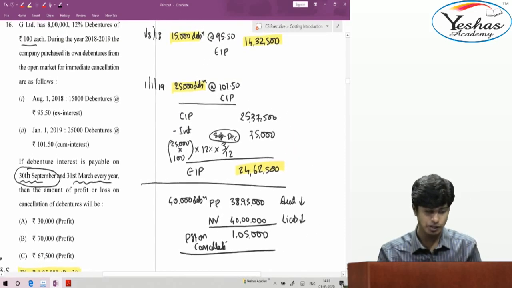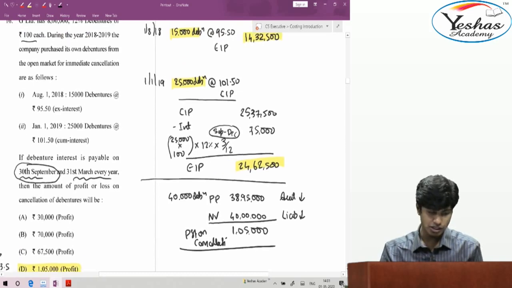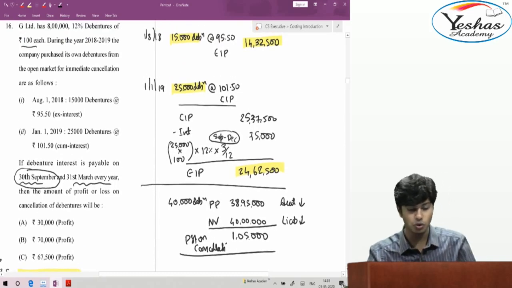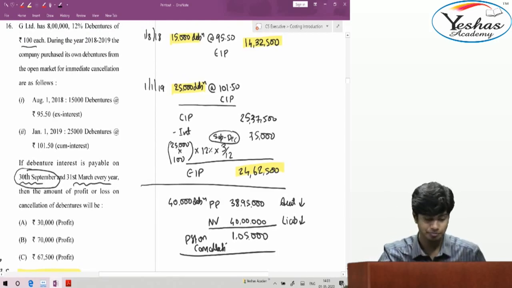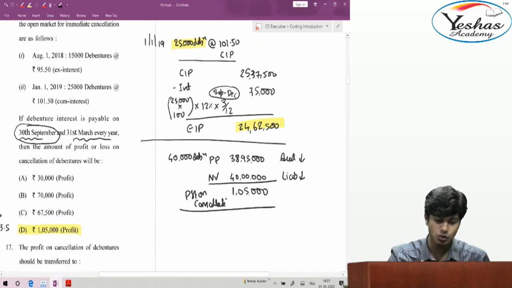So this is with respect to question number 16. If you want to take a screenshot or just note it down, I'll leave you with this for a second. And then come on, quickly, let's go to question number 17.